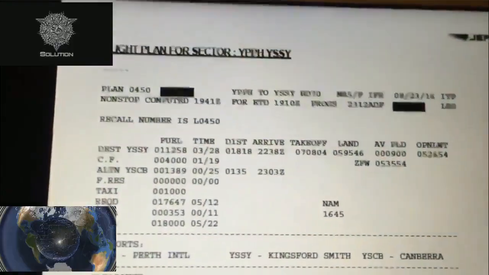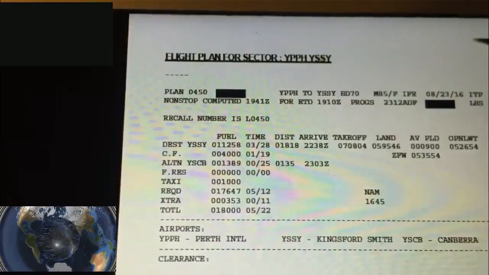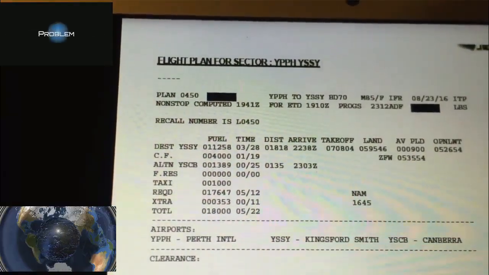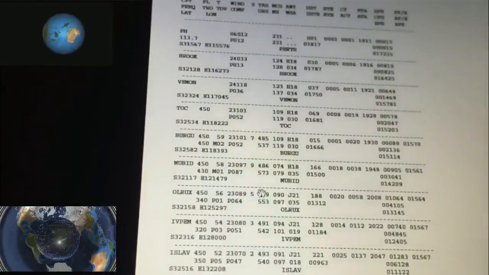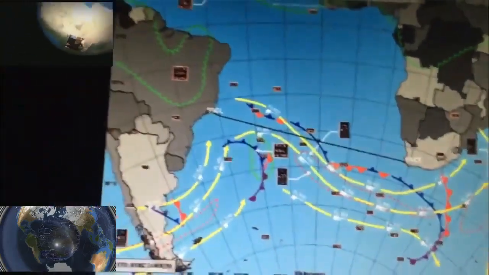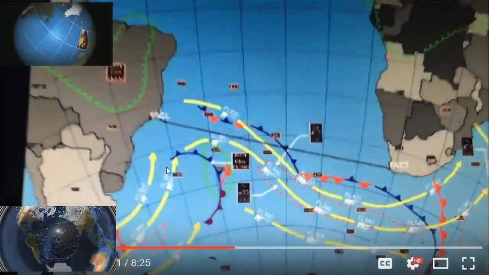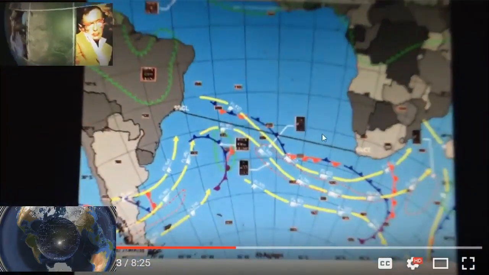And then the last part was just from Perth to Sydney, so I won't gloss over that too much. The blacked out parts are just where it shows our tail number and any of the crew names, so I've blacked that out for privacy. And there's the flight plan for Sydney. We keep going down. Now we get to the charts. These are the weather charts, and you'll see that's the Rio to Cape Town leg.